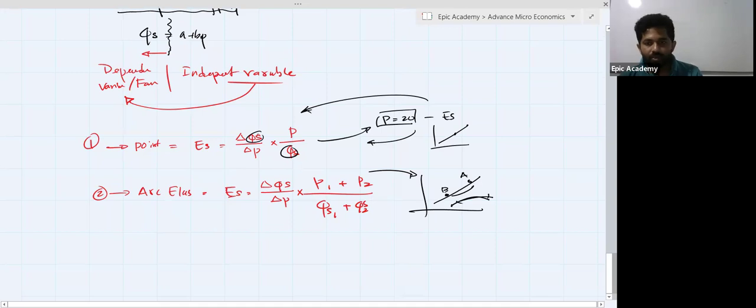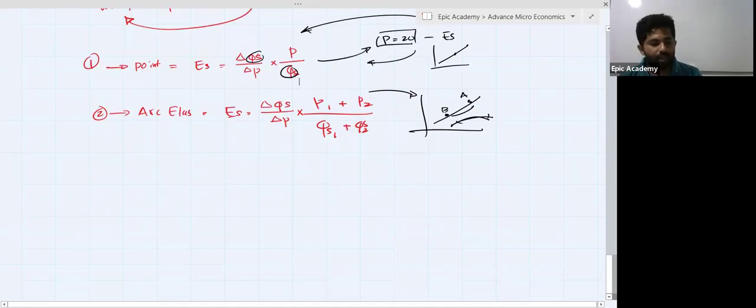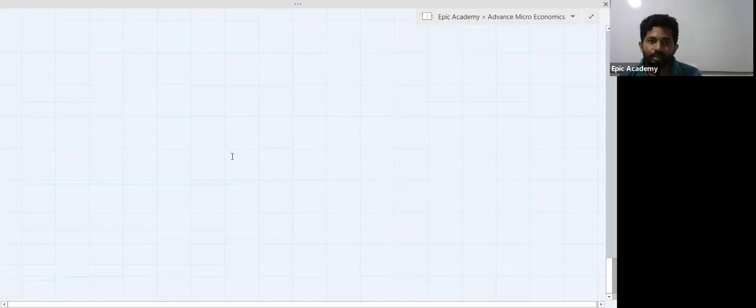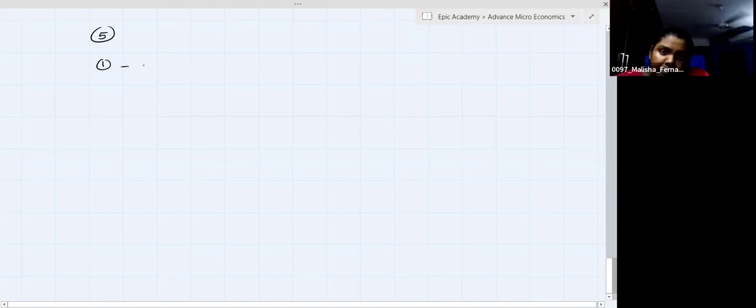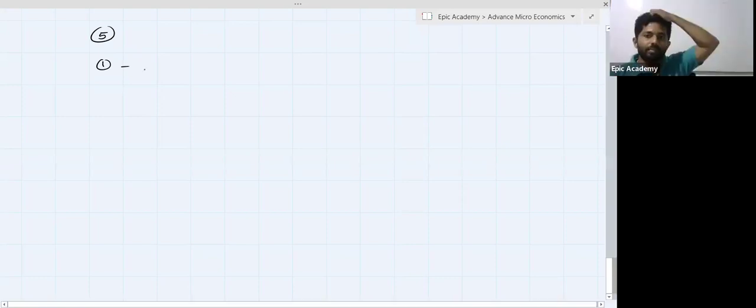Now let's move to the categories of price elasticity of supply. We can identify five categories. They have the same names as in demand: perfectly inelastic, and perfectly elastic.